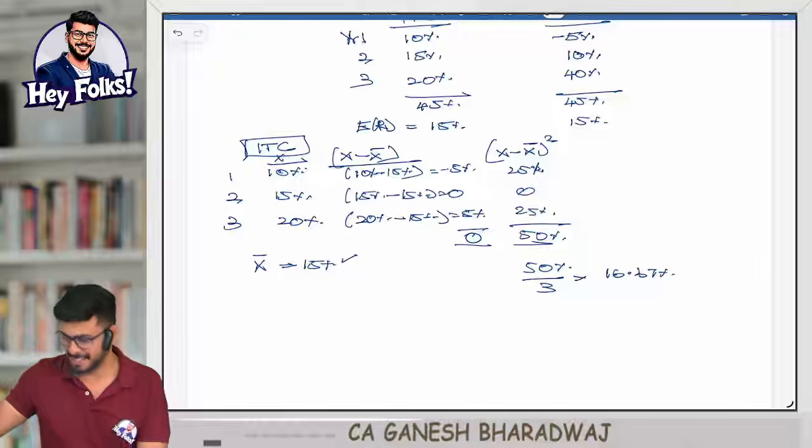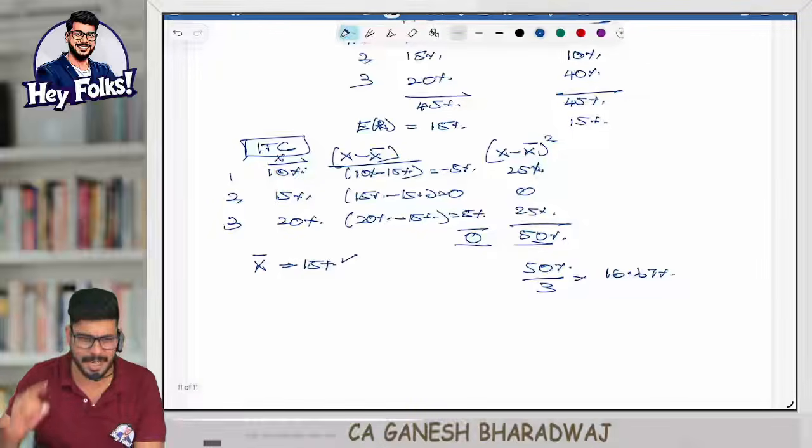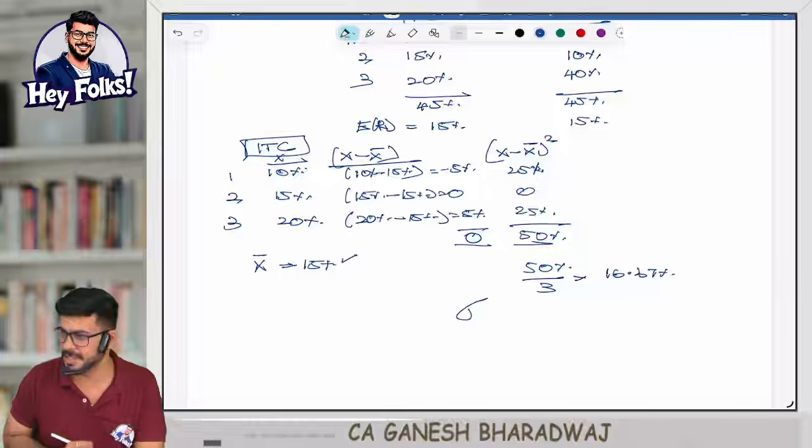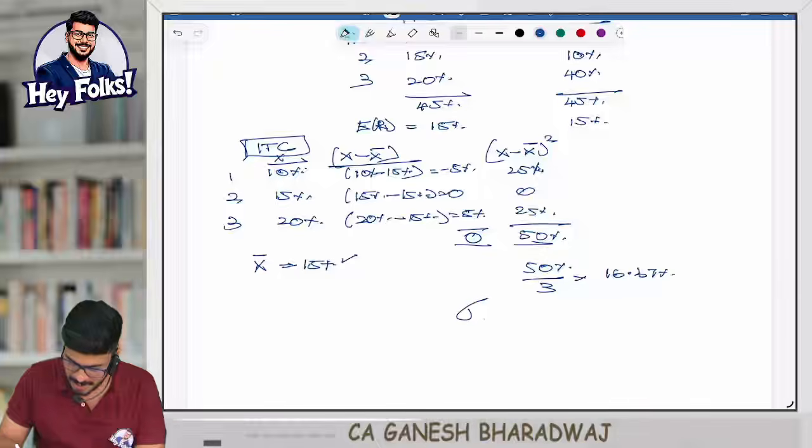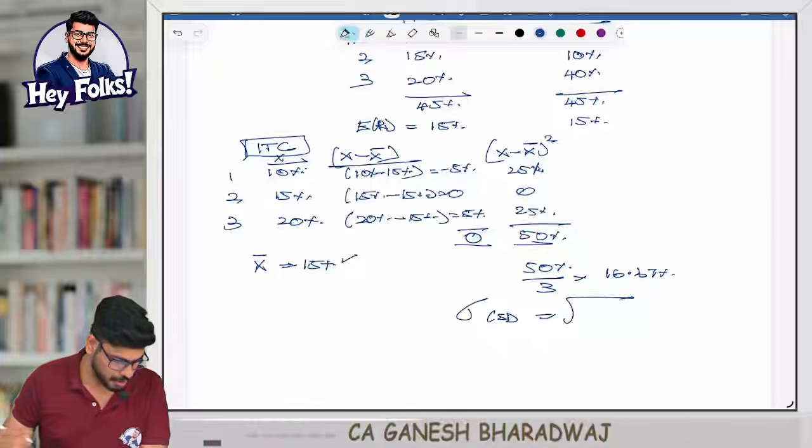Okay, guys, clear? So now, you know how standard deviation is represented? It is represented like this. You guys are aware of this? Yes, so standard deviation, this is how it will be, or we can call it SD. Standard deviation is equal to the square root of what?